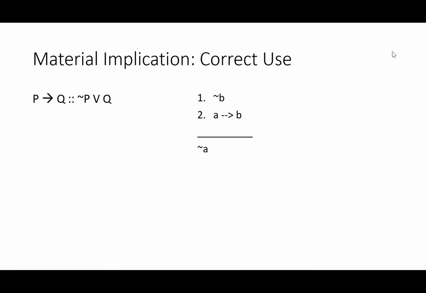Let's see this rule in action. Here's a simple proof, very easy if we've got modus tollens. But what if you didn't? Well, you would need material implication. Here's how you'd do it.